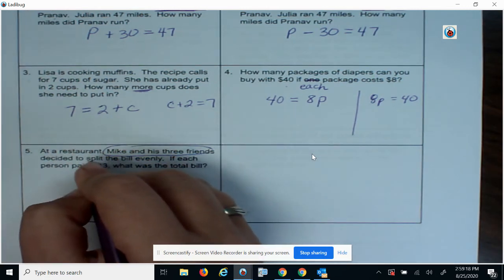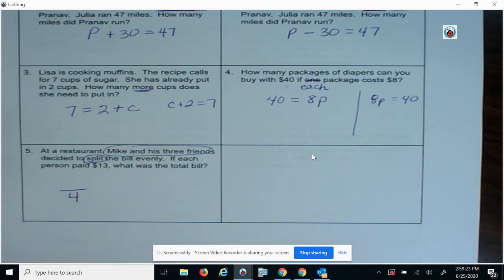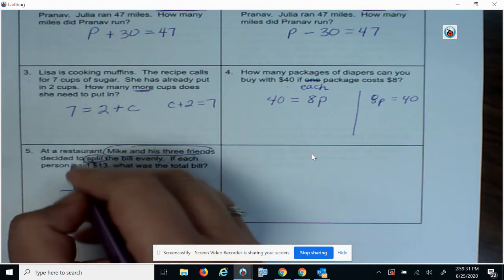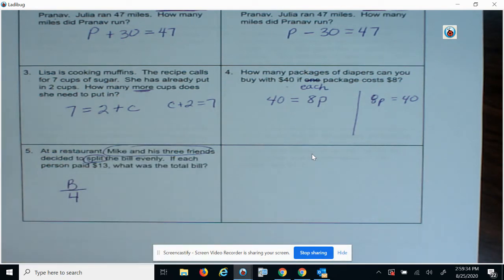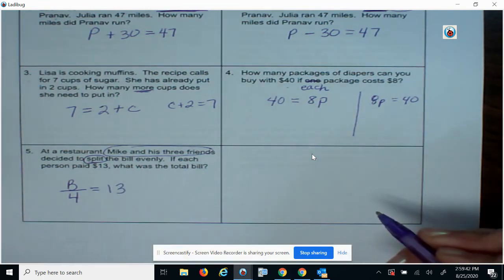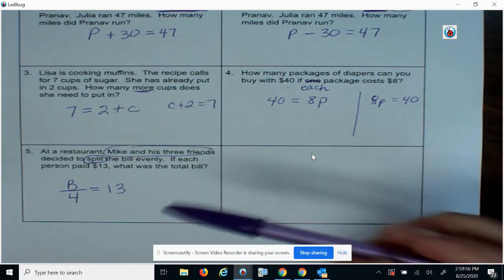So they split the bill, which means they divided it between the 4 of them, right? Split the bill. We don't know what the total bill was. That's what they're asking for, right? So that's our variable. Let's call it a B. Our total bill was split evenly or divided by 4, and each person paid $13. Okay, now there are other ways to translate that word problem to a different equation. If you got a different one, please share, and see if you get the same answer as this equation.